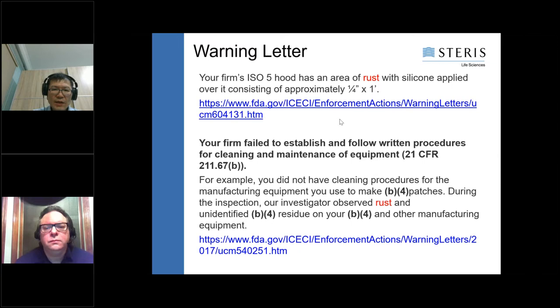So next we look at two warning letters quickly. In the first one, an ISO 5 hood had an area of rust observed on the surface. In the second case, there was some rust observed on the equipment surfaces. So it is very important to remove any rust from equipment surfaces. Sometimes even on the non-product contact surfaces, because once inspectors notice that you have rust even on the non-product contact surfaces, you may want to look at how you maintain the product contact surfaces and minimize the formation of rouge in those areas. So it is very important to maintain the stainless steel surfaces to minimize the formation of rouge and rust.